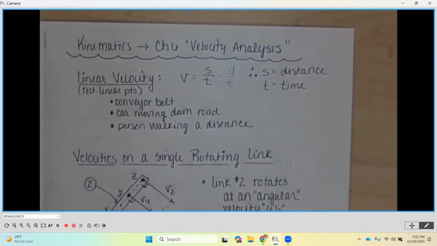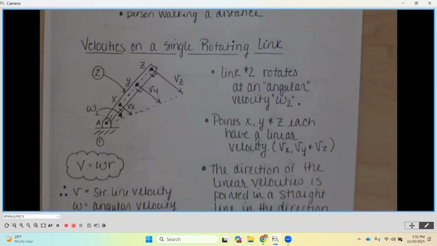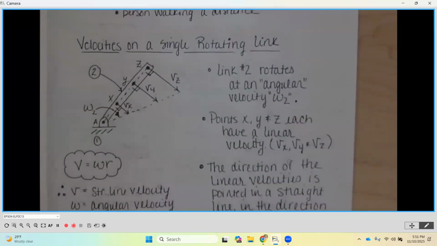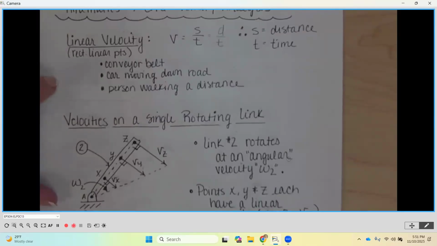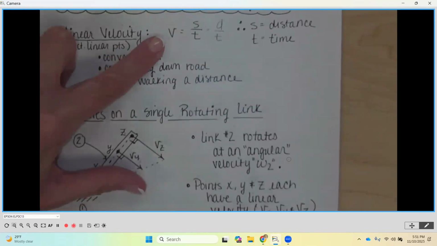So things that are going to have linear velocity are going to be things like we saw earlier. A conveyor belt, a car moving down the road, a person walking, a distance. That's going to be a linear velocity. How much distance was covered in how much time? Okay. So D divided by T. Now, this is straight line, linear, or rectilinear velocity, and that's always going to be the letter V.